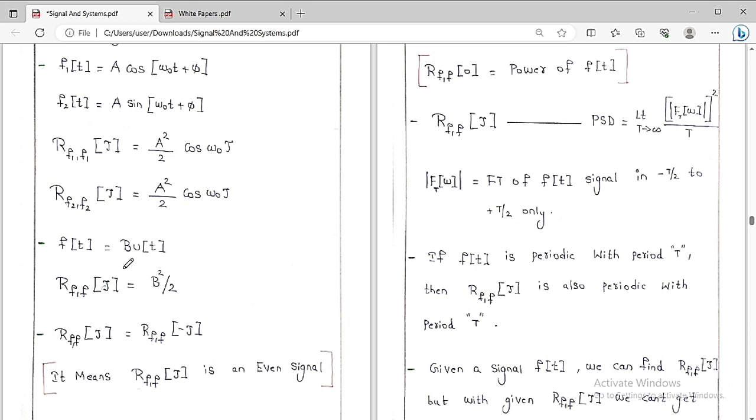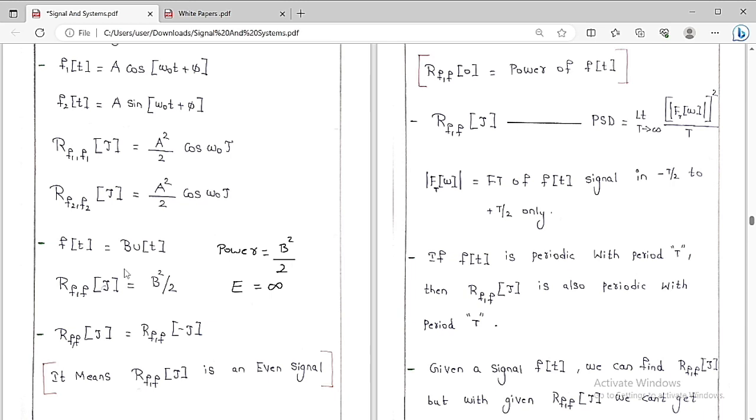I've already told you f of t is equal to B into u of t. So what is the energy? Energy is equal to infinity and power is finite. I think the power value is equal to B square by 2, I guess, but I forgot. But I guess the power value is B square by 2. Remember this one, this point you always have to keep in your mind. So the energy is always infinite for this one, and the power is equal to B square by 2.